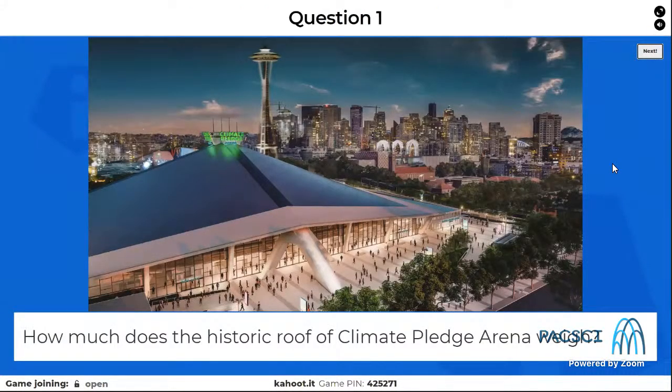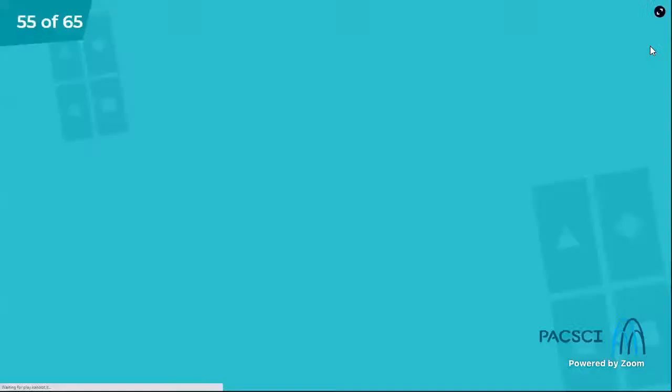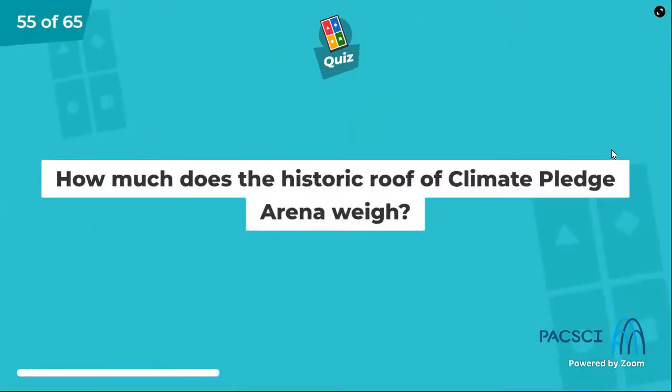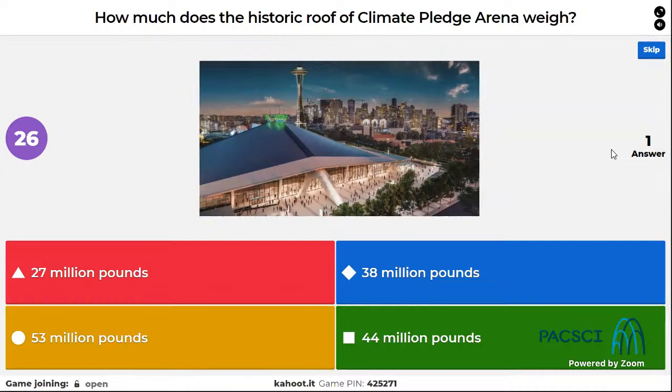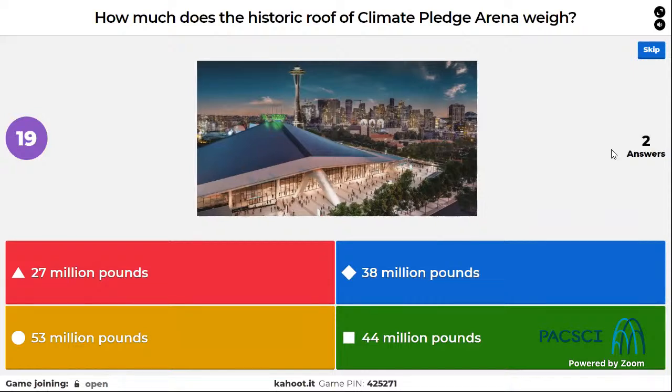As many of you know, our arena was just renamed. There's PacSci in the distance over there in this architectural image of the Climate Pledge Arena. The question is, how much does the historic roof of the Climate Pledge Arena weigh? Is it 27 million pounds, 38 million pounds, 53 million pounds, or 44 million pounds?